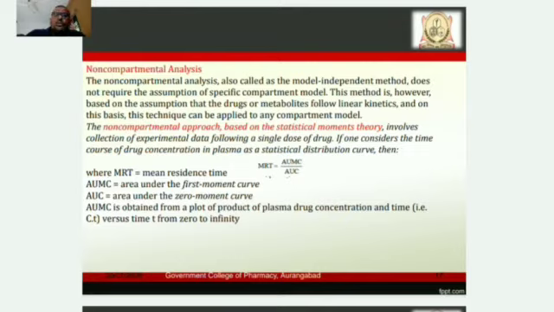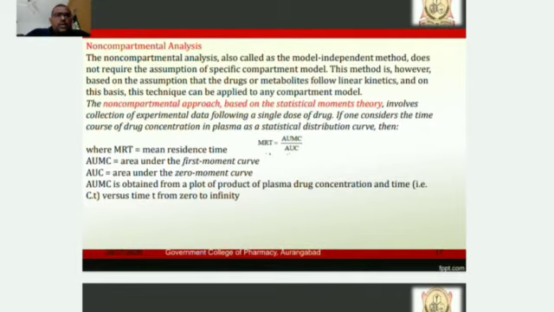In the case of non-compartment analysis, also called the model independent method, it does not require the assumption of a specific compartment model. It does not require any compartment model. This method is however based on the assumption that the drug or metabolite follows linear kinetics, and on this basis this technique can be applied to any compartment model. The non-compartment approach based on the statistical moment theory involves the collection of experimental data following a single dose of drug.